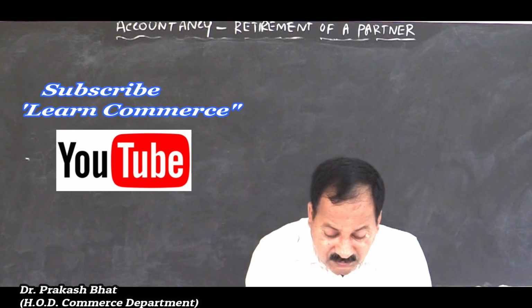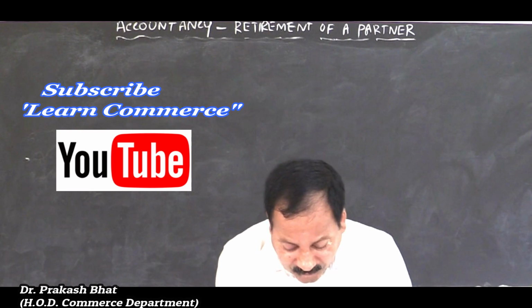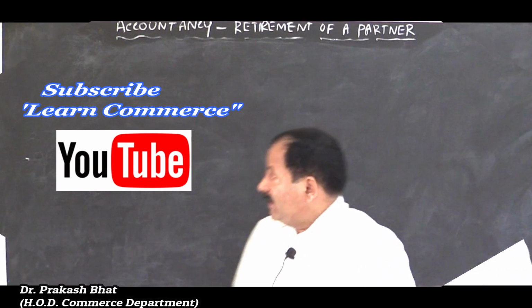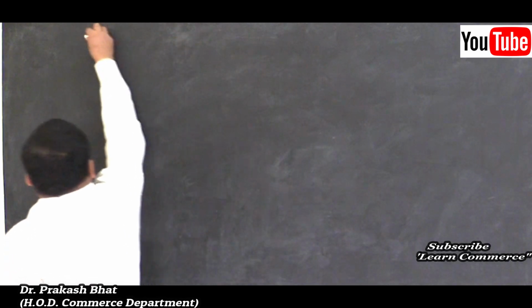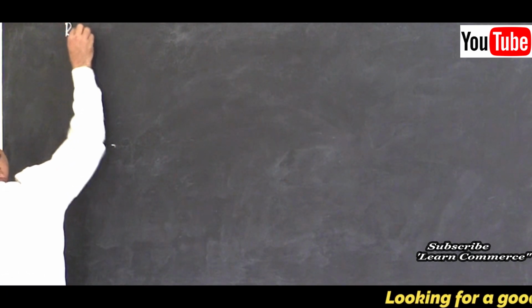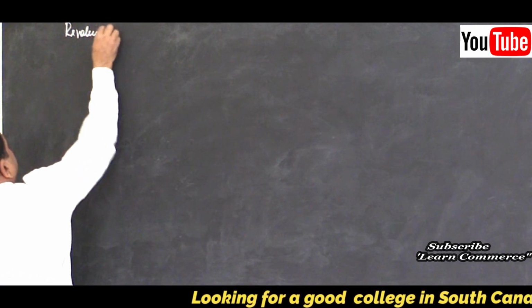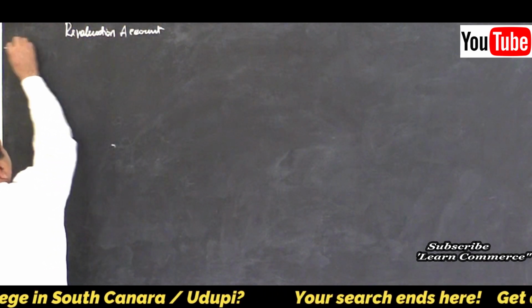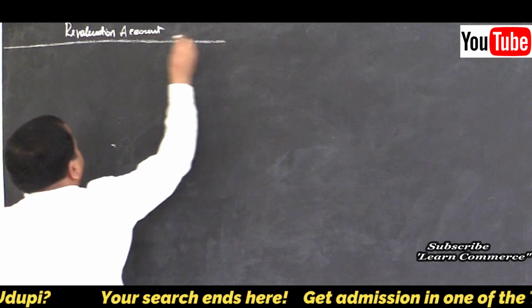So they told us to prepare revaluation account, capital accounts and balance sheet. Let us prepare the revaluation account. First account is revaluation account. Start solving the problem. Revaluation account. Write debit, credit.